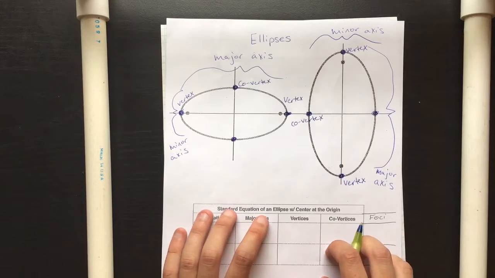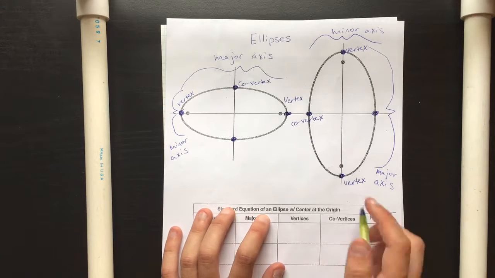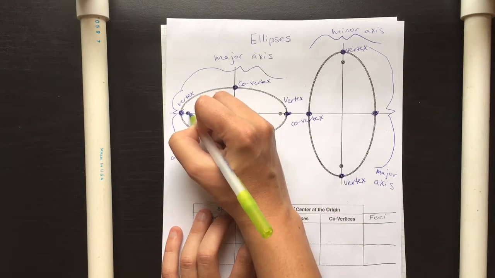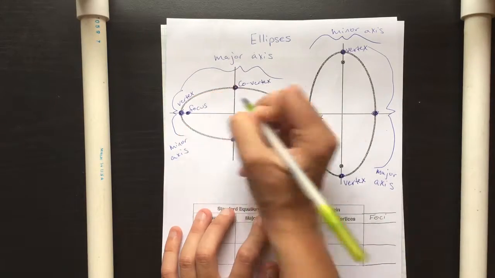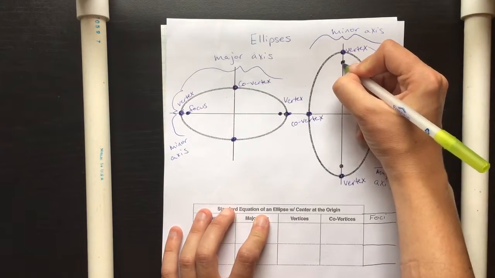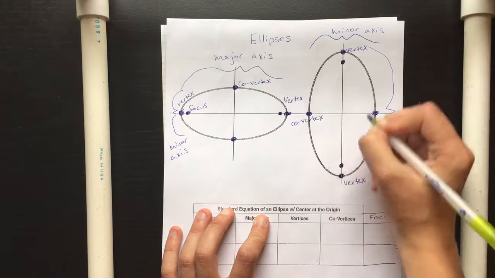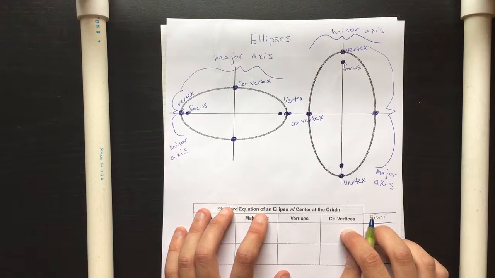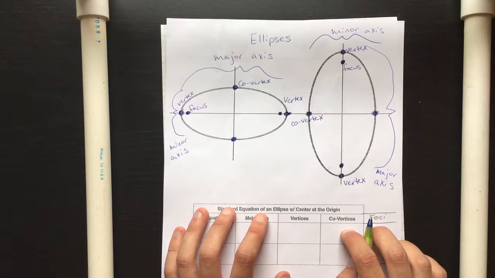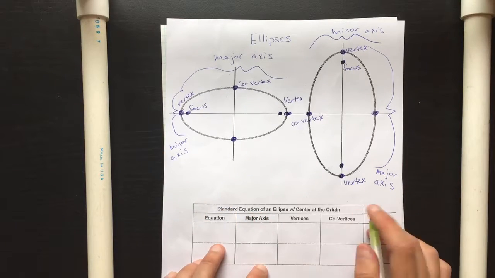And just like the other day when we were working on parabolas, we have our foci, or just one is called a focus. And that is just inside of the vertices. Alright, so that is all of the parts of our ellipse.